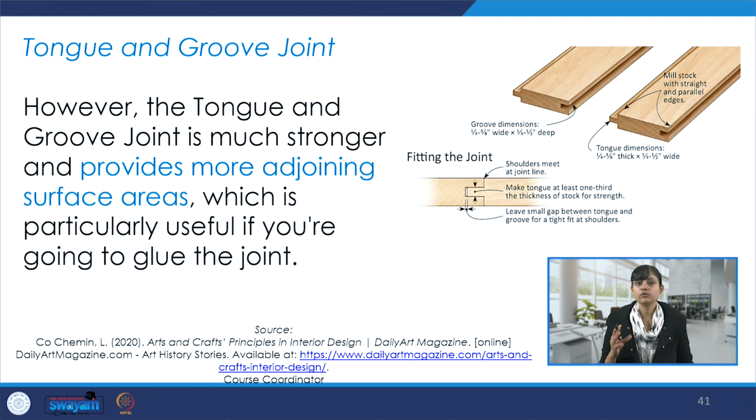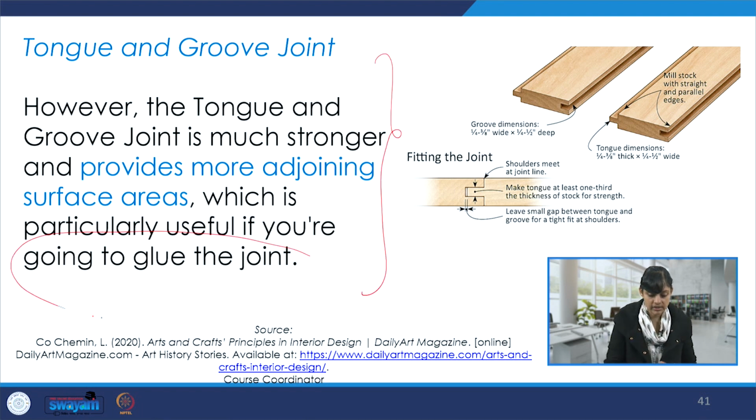However, the tongue and groove joint provides more adjoining surface area, which is particularly useful if you are going to glue the joint. So, it is particularly stronger if there is some kind of a fastening mechanism that is utilized for the joint. It could be a glue also.